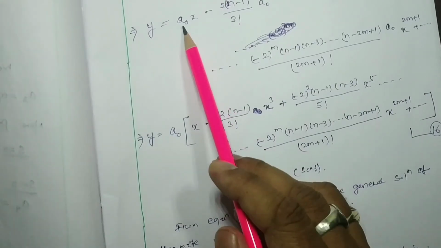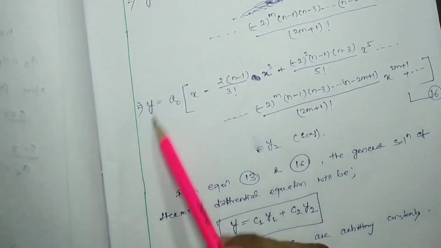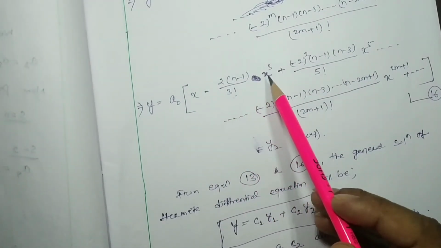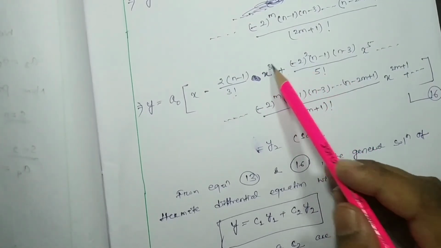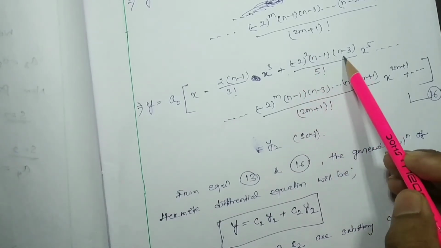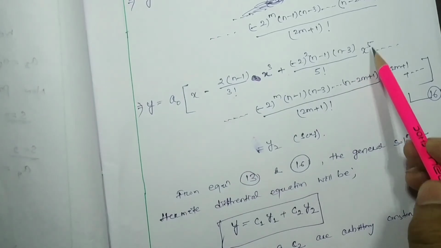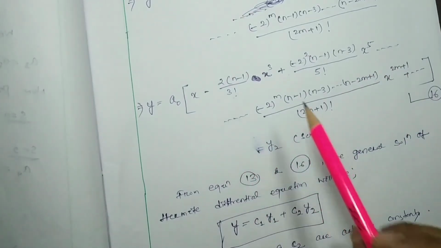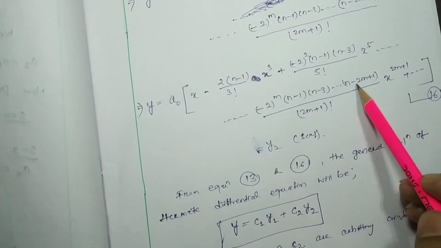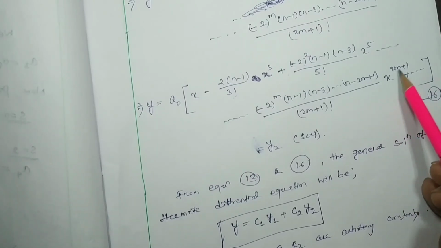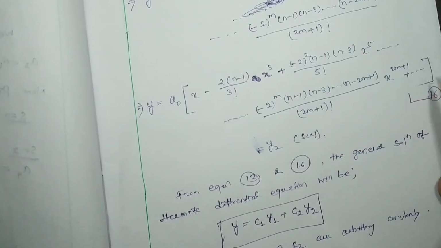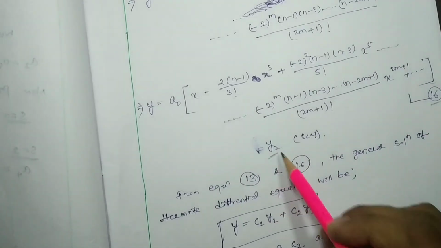Now we take a0 common from all the terms. We get y equal to a0 into [x minus 2 into (n minus 1) by 3 factorial into x cube plus minus 2 to the power 2 (n minus 1)(n minus 3) by 5 factorial into x to the power 5 dot dot dot minus 2 to the power m (n minus 1)(n minus 3) dot dot dot (n minus 2m plus 1) into x to the power 2m plus 1, whole divided by (2m plus 1) factorial plus dot dot dot], bracket closed. Let this be your equation number 16 and let it be y2.